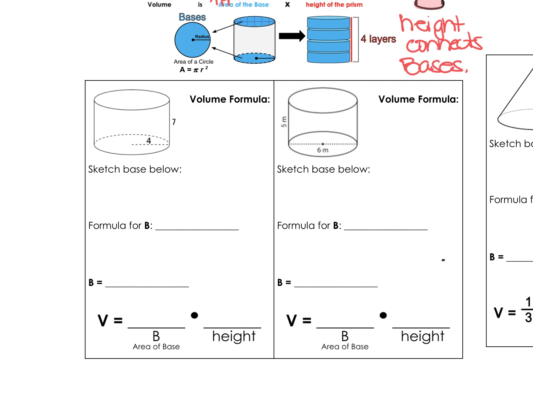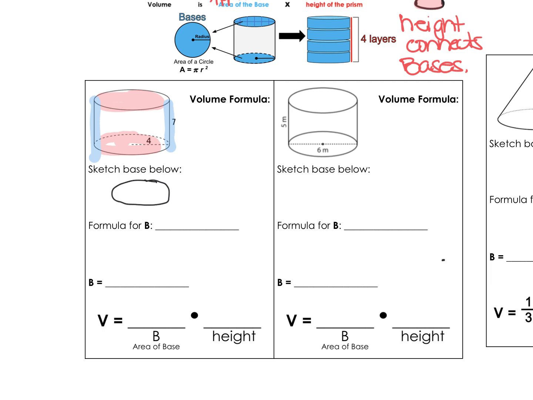So let's take a look at this first one here. Okay. So here I have a cylinder. I'm going to identify my bases. So here's one base. Here's my other base. And then my height connects the bases. So over here, this is my height. Okay, and if I were to sketch my base, it's a simple circle.